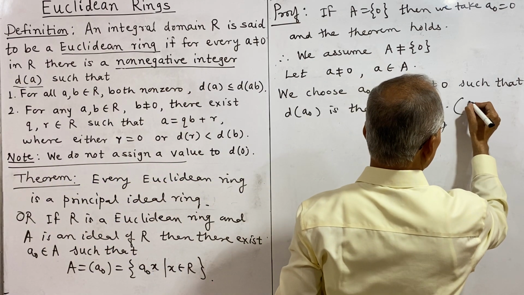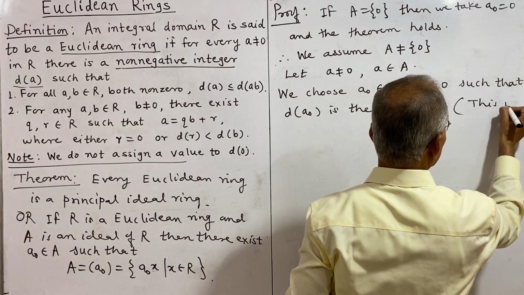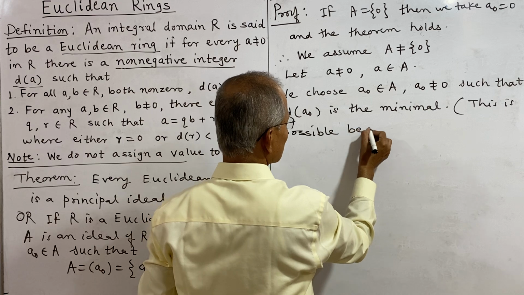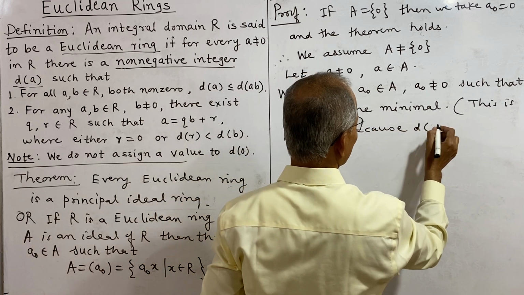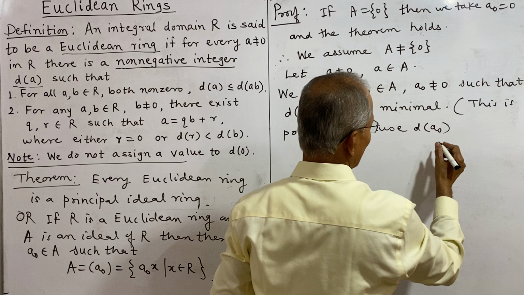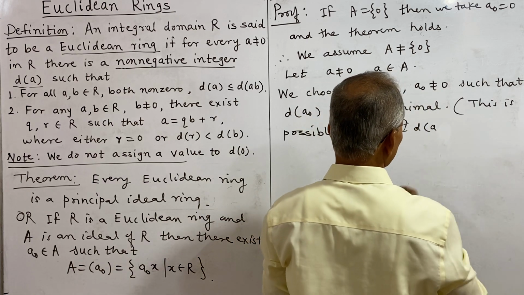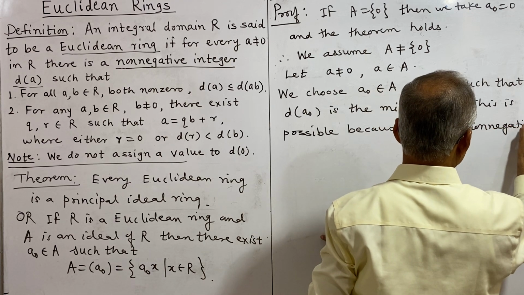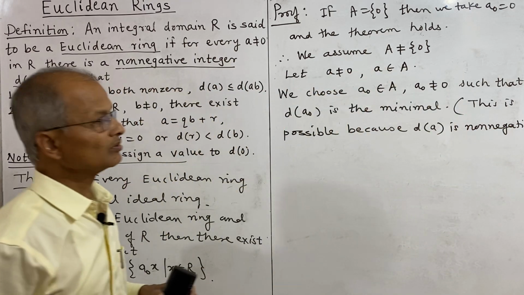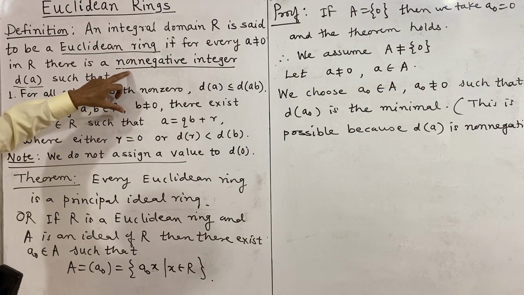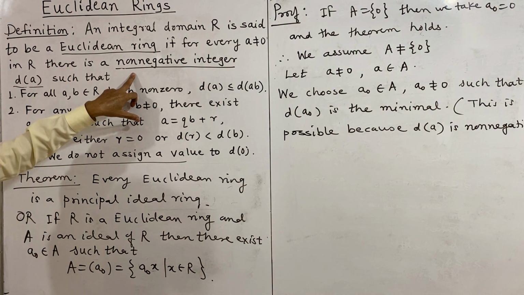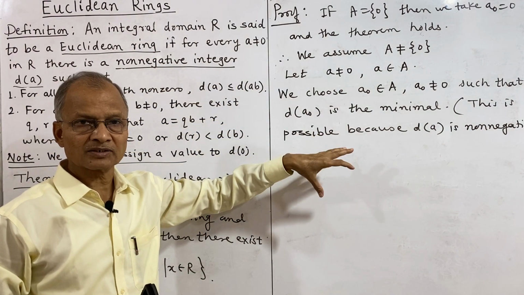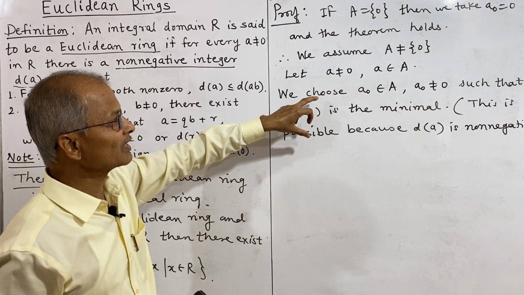See, this is possible because d of a0 or d of a is non-negative for every a belongs to A. Here by definition it is non-negative, d of a is non-negative, and from a set of non-negative values we can select its smallest. So therefore we have selected a0.